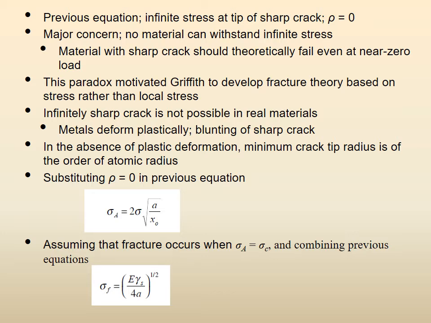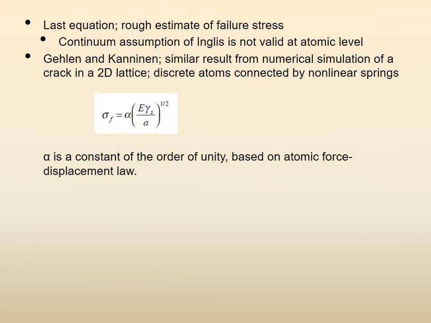We came up with the last equation that you can see in terms of gamma S and a, but without involving any radius of curvature. And then another equation, right? So the previous equations were initially by Inglis, then by Griffith, and this numerical solution by Galin and Kanninen.